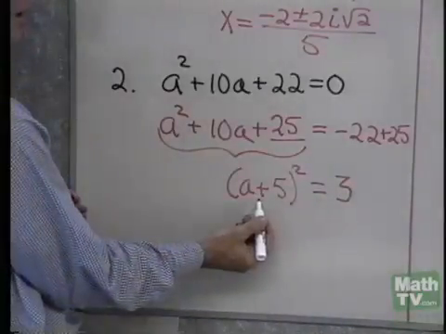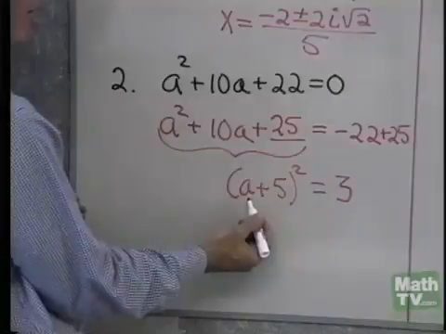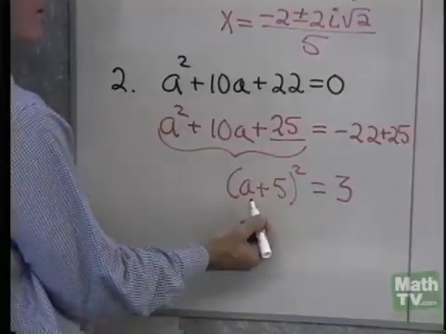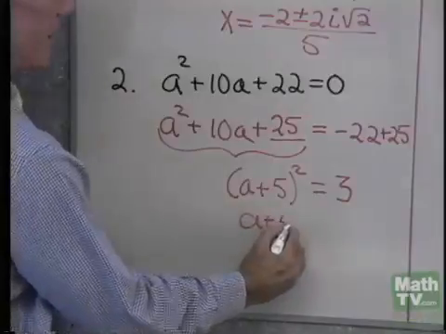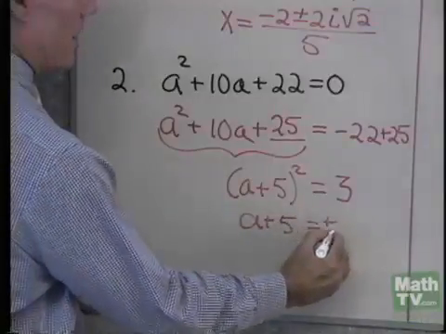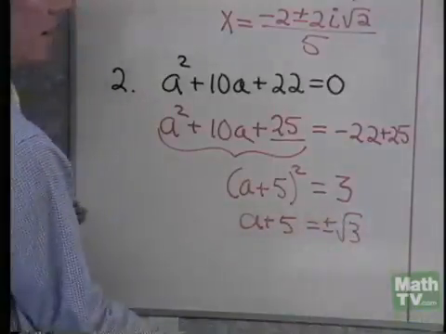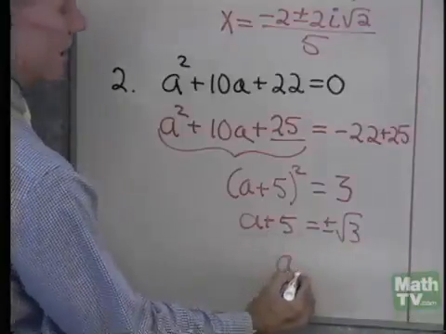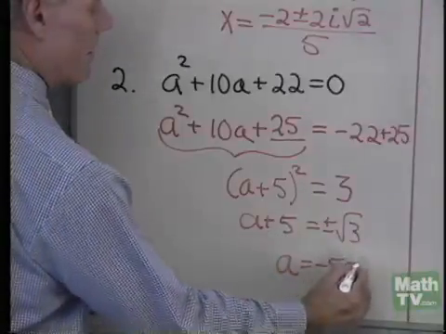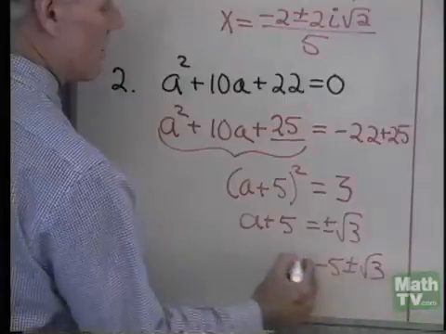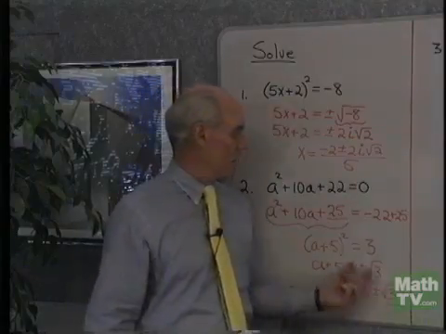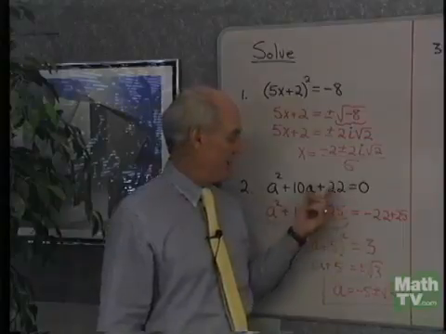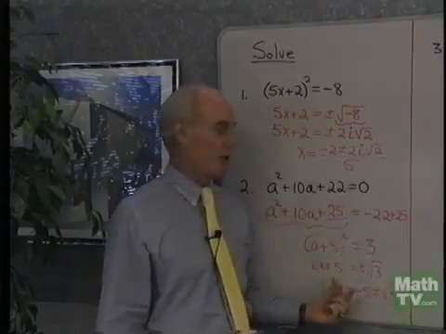Now I'm down to an equation that has the form of the one in problem number 1. So (a + 5) quantity squared is 3. That means that a + 5 itself is plus or minus the square root of 3. Now I add negative 5 to both sides, and I get a is negative 5 plus or minus square root 3. So this is what the two solutions look like to this equation, and I found them by a process called completing the square.